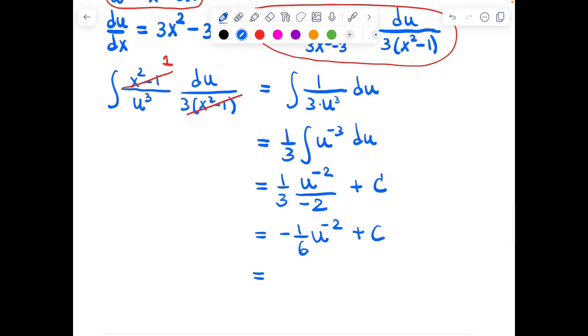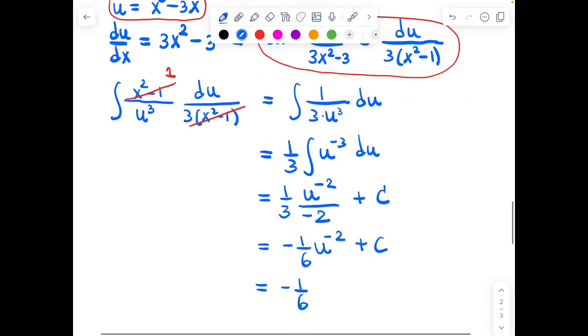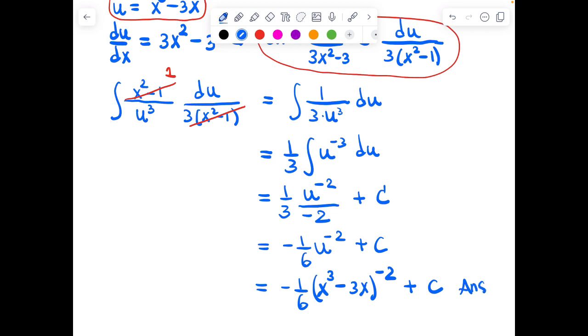Or if you want the x back, then the last step, substitute back the x. So the u is x to the power 3 minus 3x. This whole thing raised to the power negative 2 plus c. And that would be the answer.